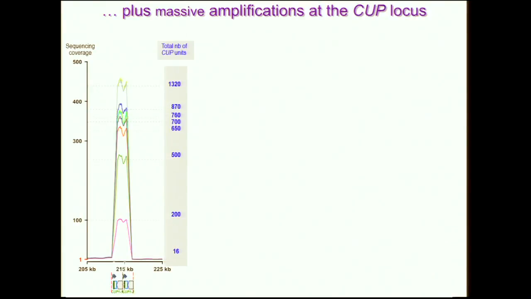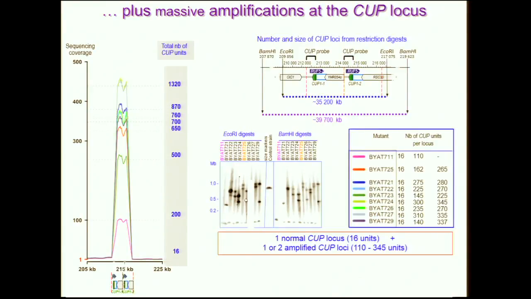So we had simultaneously low-level amplification of large pieces of chromosome and extremely high-level amplification of the CUP1, okay? It turned out that the CUP1 locus in cerevisiae has no EcoRI, no BamHI site. So if we digest with this enzyme on a pulse gel, we can measure the size of the novel CUP loci, 16 copies for the wild type, and so many copies for the others, and we can determine how many copies we have of the amplified CUP locus. So this was very, very strange, okay?